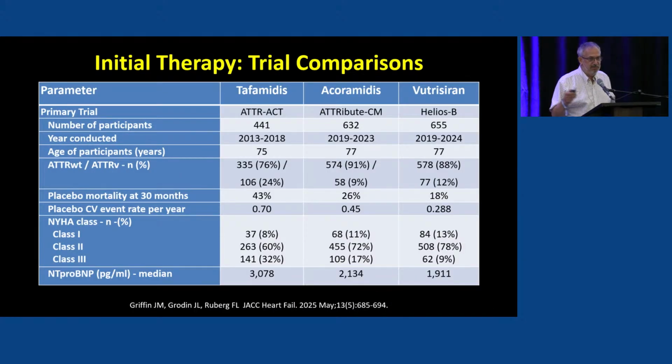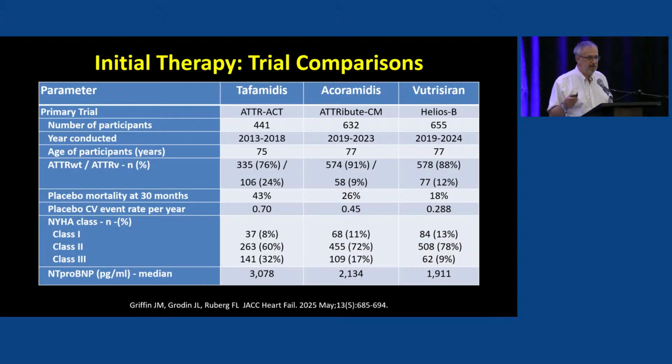These are our attempts, my colleagues and I, a while ago in this paper that I pointed to in JACC Heart Failure, looking at the various trials. And I think you should realize that they're potentially not easy to compare, mainly because they were conducted in different time periods. And just look at the row of placebo mortality. It has plummeted, right? And CV event rate has plummeted.